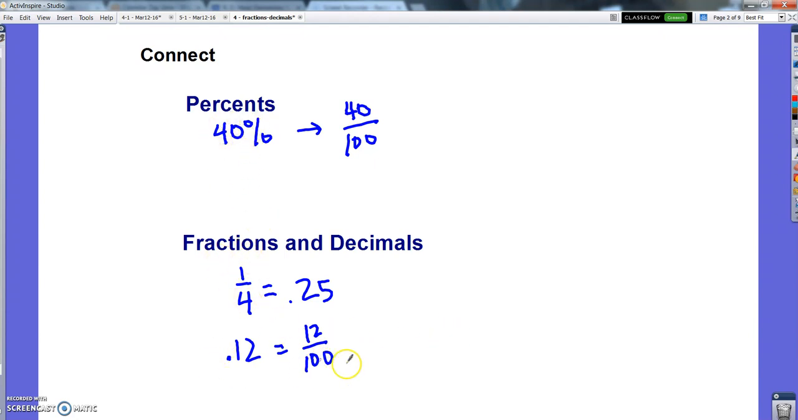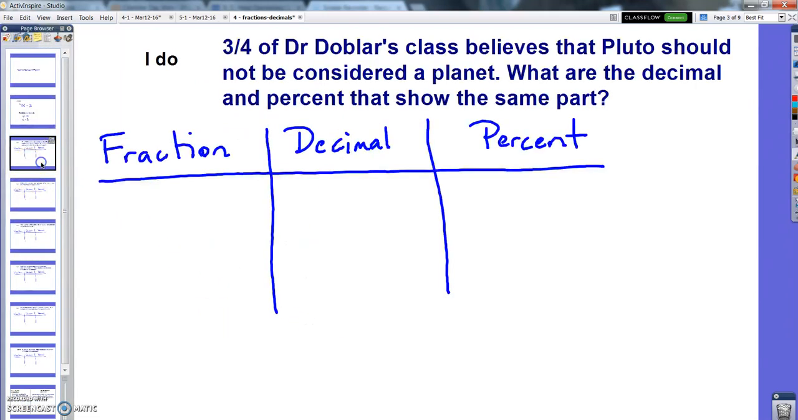So today we're going to deal with all three. Changing all three of these things are just different ways to write a part. 40% is a part, a fraction is a part, a decimal is a part, and we're just going to go back and forth between the three kind of comfortably here. So let's start with a fraction one.